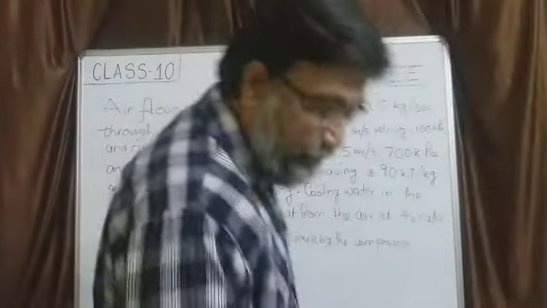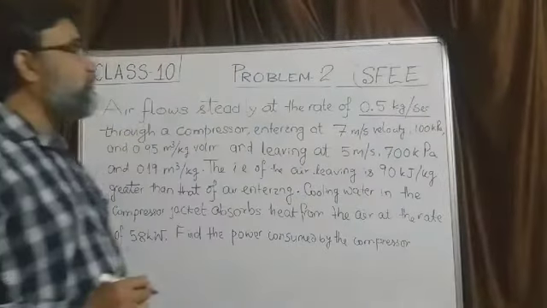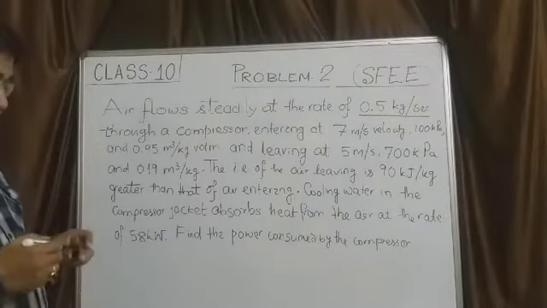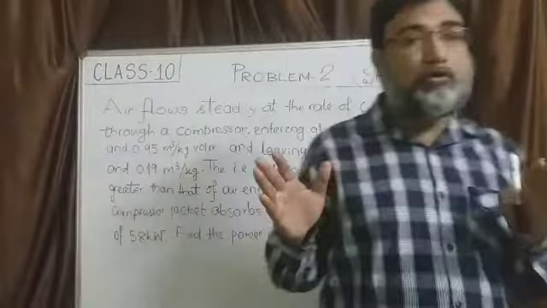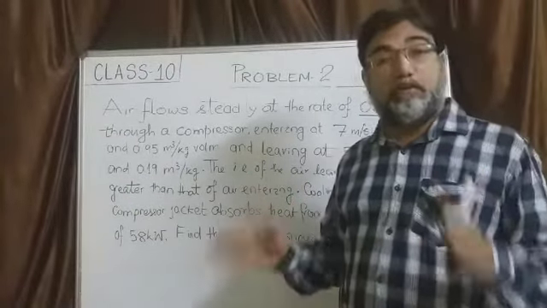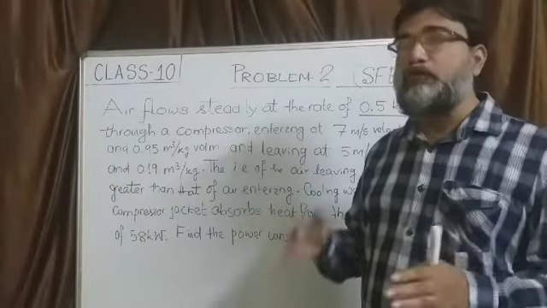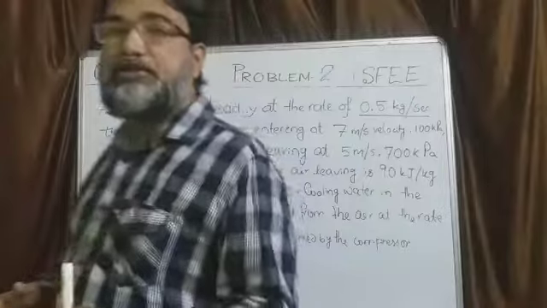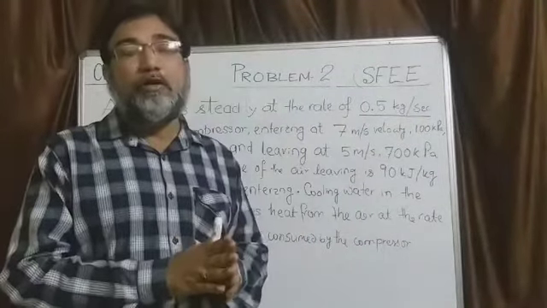So what is given to you? The mass flow rate is given to you. So mass flow rate is one thing that is given to you through a compressor. What is the device that is there in the problem for which you are going to solve the problem? It is a compressor. Now what does a compressor do? What is the function of a compressor? The function of a compressor, as the name implies, is to compress the fluid put into it.